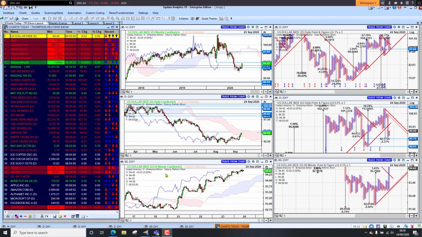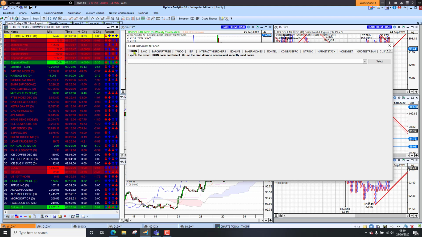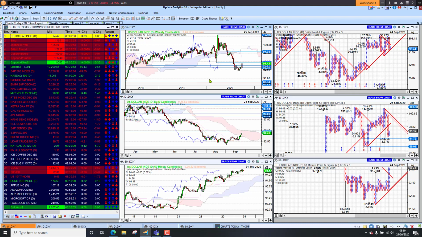So this is the dollar. This is my long-term, medium-term, and short-term view: weekly, daily, and 60-minute charts, and the corresponding point and figure charts with targets. And these tracker charts just follow where I go. You can do this on any data feed, of course. So I'm running on Thomson Reuters Eikon. You could use MetaStock or Zenith. You can see I've got loads of different services coming into Updata, and that's the key.